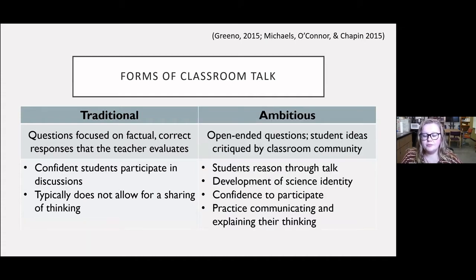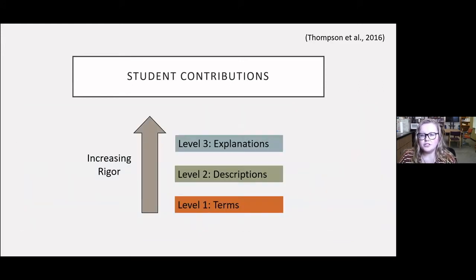And this contrasts with ambitious talk, where teachers are asking open-ended questions that have a variety of valid responses that the classroom community can then critique. And as a result, all students can learn while communicating their thinking. And this can lead to the development of a science identity and also allow them to gain confidence to participate in discussions. And research has shown that students can benefit from participating in rigorous talk within the classroom.